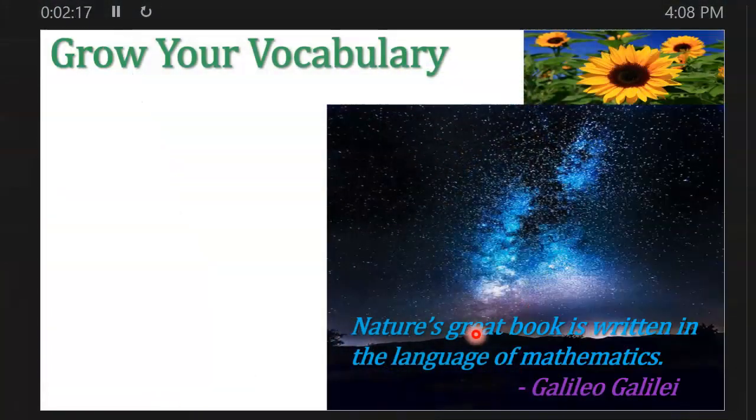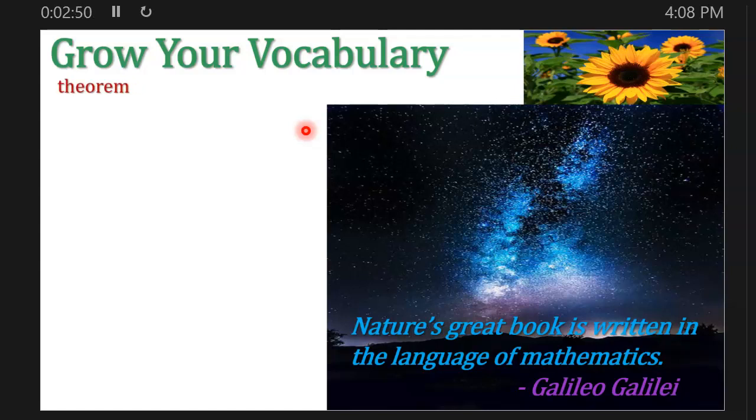Okay, so let's look at some of our vocabulary. Nature's great book is written in the language of mathematics. Galileo Galilei knew about that, how wonderful mathematics is, and how the language of the universe is written in mathematics. And again, the more you work with mathematics, the more you start to realize that and see it everywhere. It is really a good way to understand how nature works all around us.